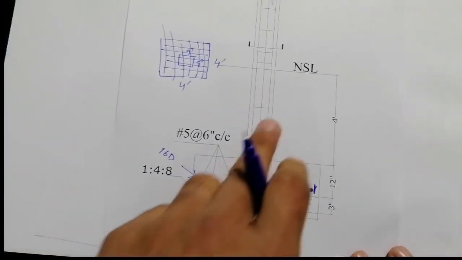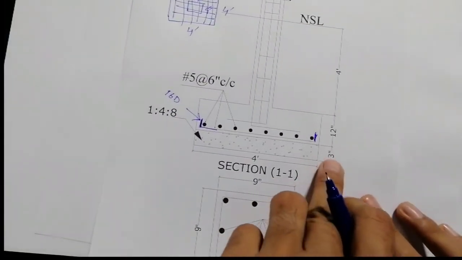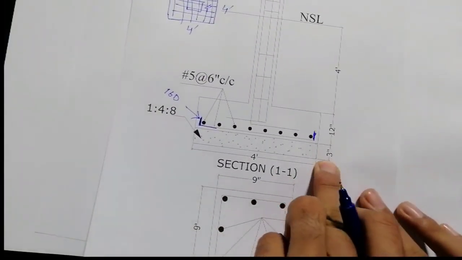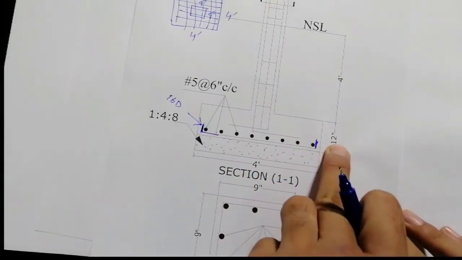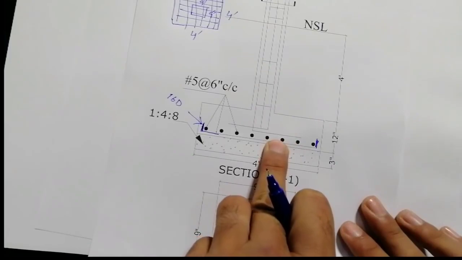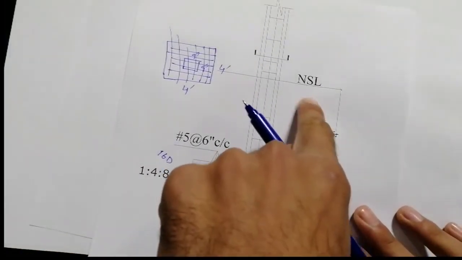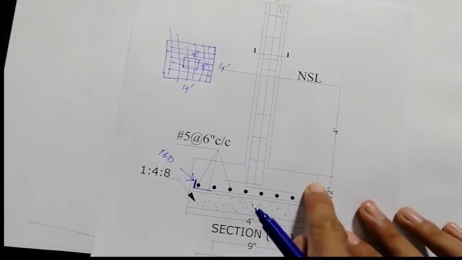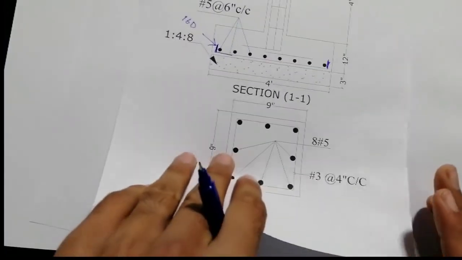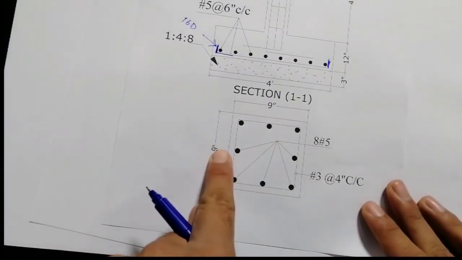Now you can see this is NSL, natural surface level. In the first step, the thickness of PCC is 3 inches. In the second step, its depth is 12 inches for reinforcement details, right? Now here you can see its depth is 4 feet to NSL from the second step. So the size of the RCC column is 9 by 9 inches, right?